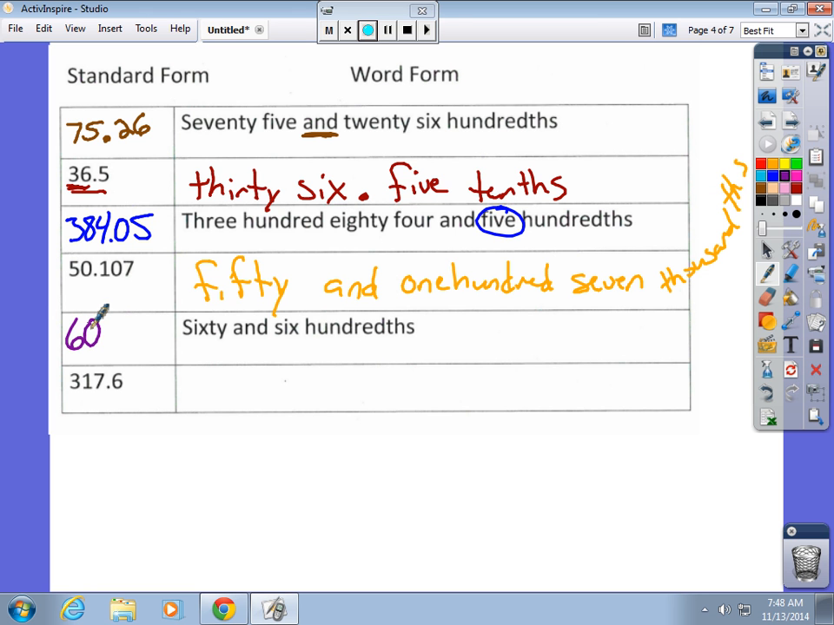Next number, 60 and 6 hundredths. Again, 60 and. So far I've got my 60 and my "and" taken care of. 6 in the hundredths place. So I need to have a 0 in the tenths, so I can put my 6 in my hundredths. 6 hundredths. Very good.